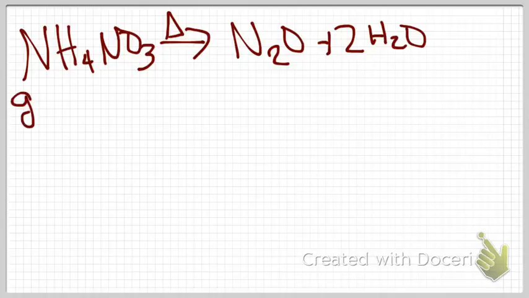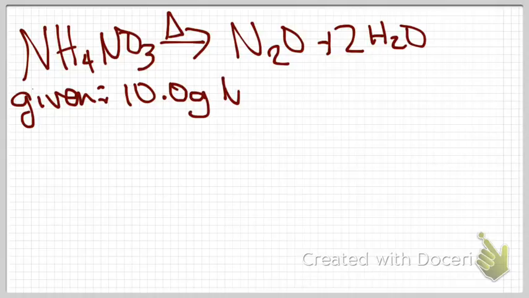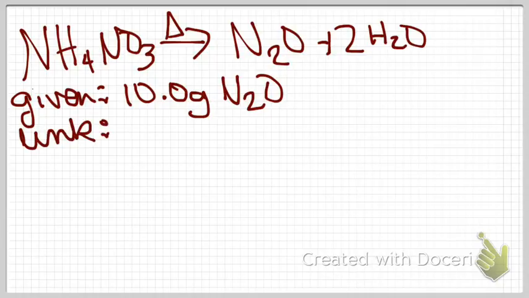So our given here is 10.0 grams of N2O. And it's asking us how many grams of ammonium nitrate.